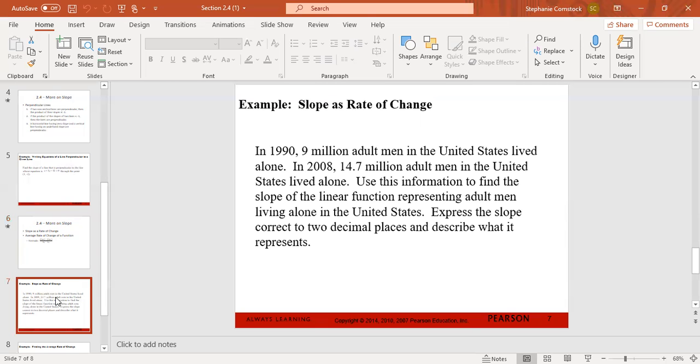So the first one that we're going to look at is in 1990, 9 million adult men living in the United States lived alone. In 2008, 14.7 million men were living alone. Use this information to find the slope of a linear function representing adult men who live alone. Express the slope correct to 2 decimal places and describe what it represents.